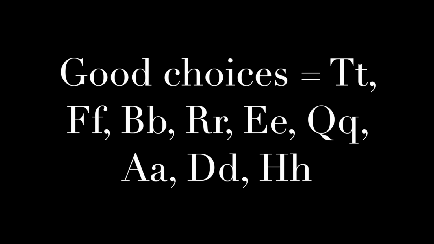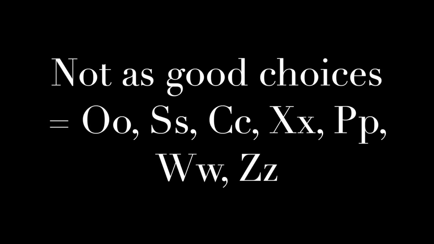So some good choices: letter T, letter F, as we just talked about, letter B is definitely a good choice. R, E, Q, A, D, or H are just some really good choices. Some alternative, not so great choices include, like we said, the letter O, letter S even, C, X, P, W, Z. The only difference between those capitals and lowercases is size. Those are not going to be the best choices. I didn't go through the whole alphabet, but those are just some options for going forward.